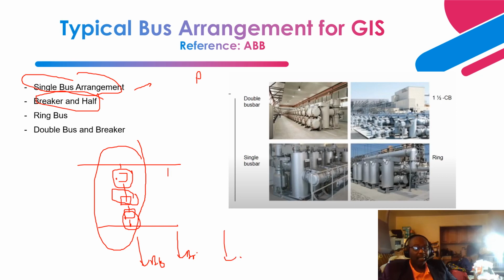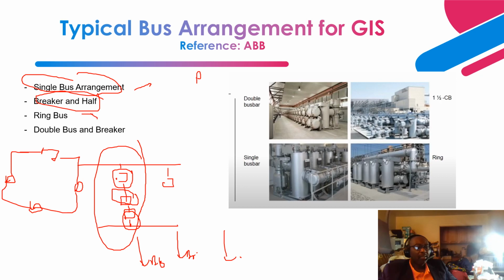Okay, similar arrangements. So that is what you see inside for a breaker and a half scheme. Then you can have a ring bus. Basically, the bus arrangement is arranged in the form of a ring. So it's more of a reliability thing.